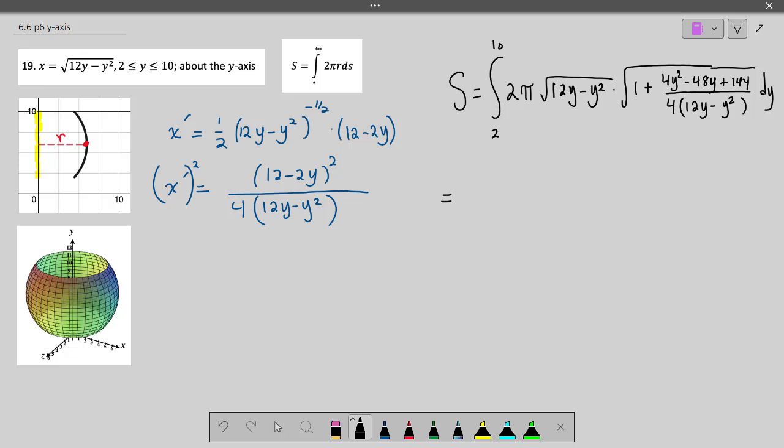And then we have to simplify before we do our integration. Once again, a product of roots is a root of the product of the insides. So this inside right here gets shared. It gets distributed to the 1 and to this fraction. When it gets multiplied by the 1, that's easy enough. We're going to get 12y minus y squared times 1.